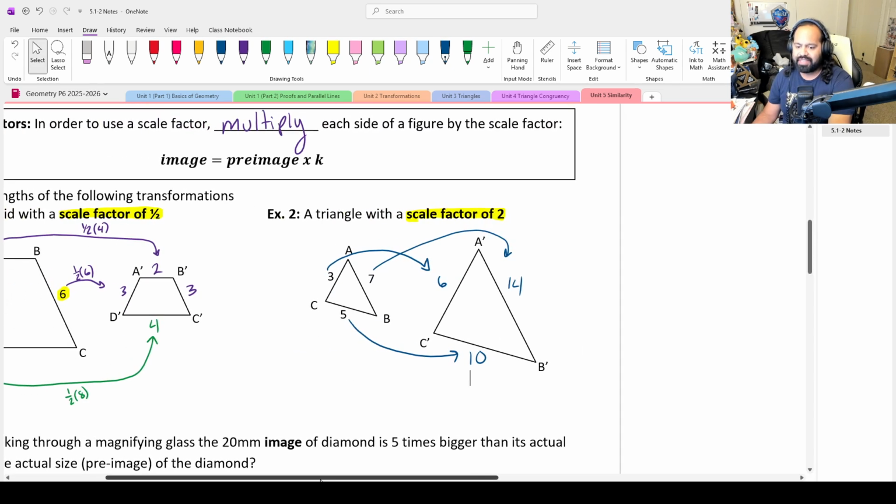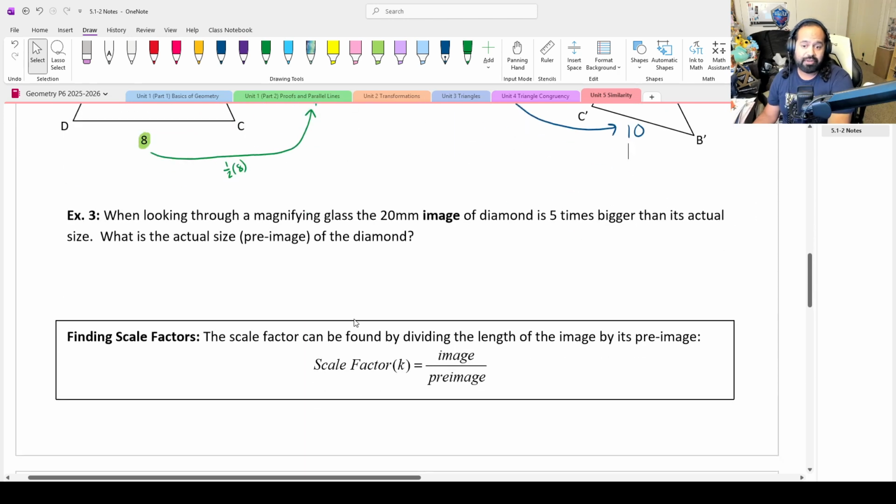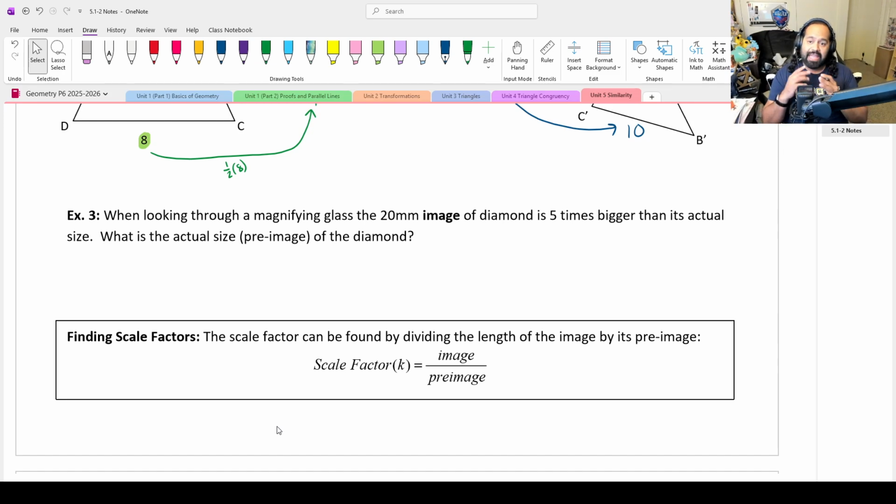So it's that easy. When we get into certain word problems, I know that always freaks people out. Like, oh my gosh, how do we do them? I'm going to suggest you highlight or underline the parts that go together. So for instance, here you're going to see that you're looking through a magnifying glass. You have a 20 millimeter image of a diamond. We know it's 5 times bigger than the actual diamond. What is the pre-image? What was the size of it before the magnification?